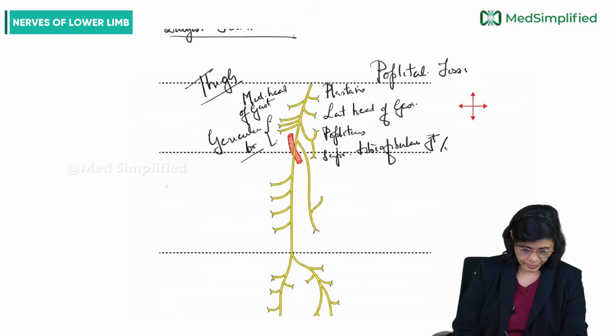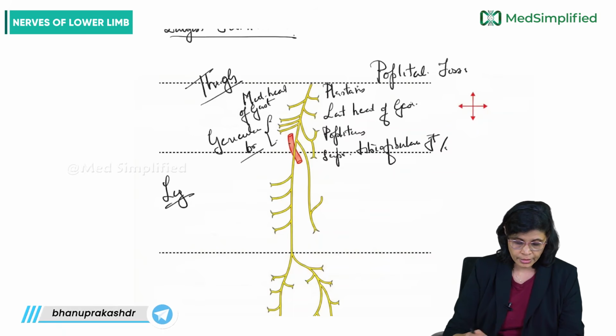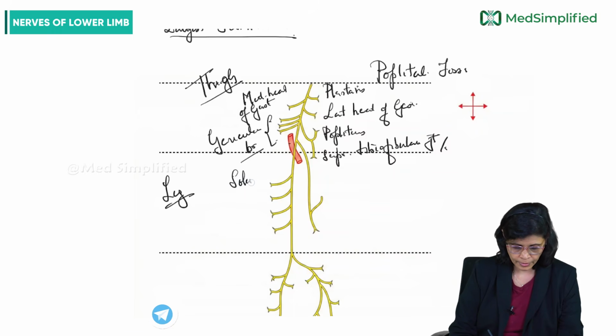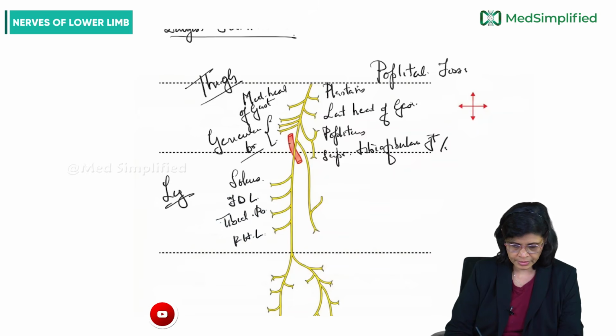Then in the leg, so that is the distribution in the popliteal fossa. In the popliteal fossa, it supplies the muscles, that is the medial and lateral heads of gastrocnemius, the plantaris, the popliteus, and it gives articular branches to the superior tibiofibular joint as well as genicular branches to the knee joint. Then in the leg it will supply all the muscles there: soleus, flexor digitorum longus, the tibialis posterior, and flexor hallucis longus.